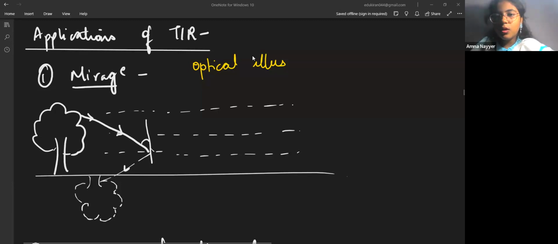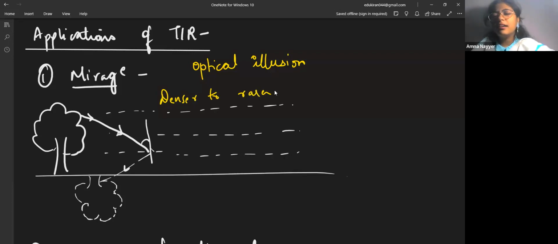So this is an optical illusion. Now, basically, here light travels from denser to rarer medium. Whenever you have to write about TIR, one point you will always have in your hand, that is the condition. At least you will be able to write, if nothing else, that light rays will travel from denser to rarer medium. So the light rays are traveling from denser to rarer medium.